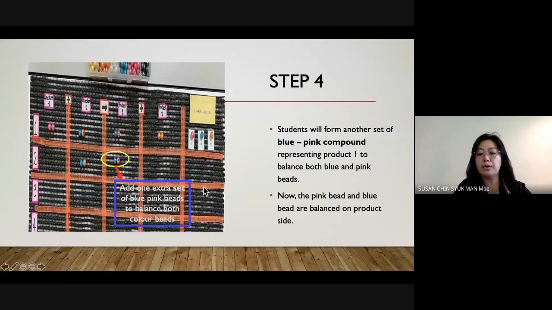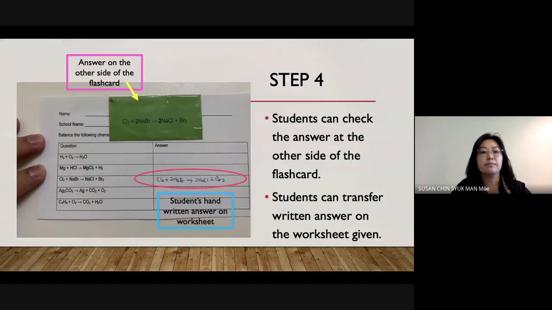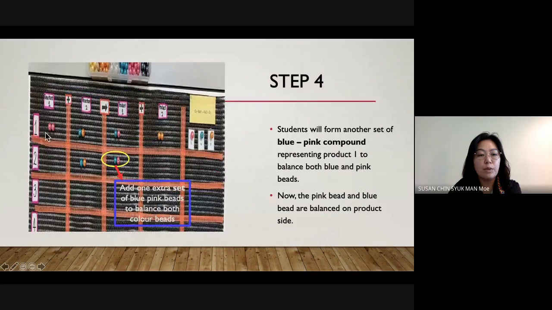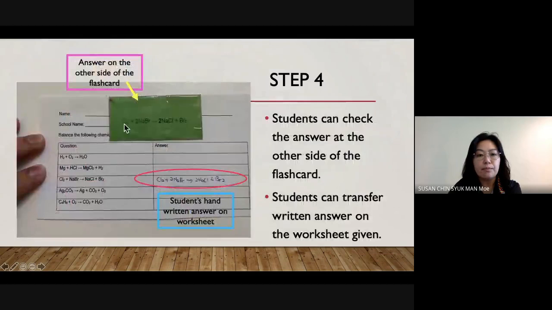But how are we going to write this in our book? We will write as Cl2, as we see just now. This is 1 mole, 2 mole, 2 mole, and 1 mole. 1 mole, okay, you can check the answer. 1 mole of chlorine, 2 mole of sodium bromide, 2 mole of sodium chloride, and 1 mole of bromine. So this is the answer written by the students.